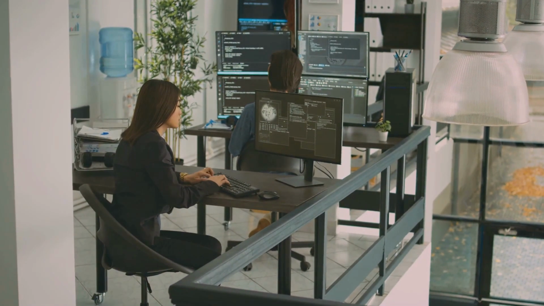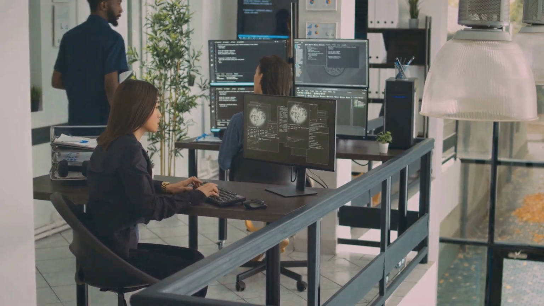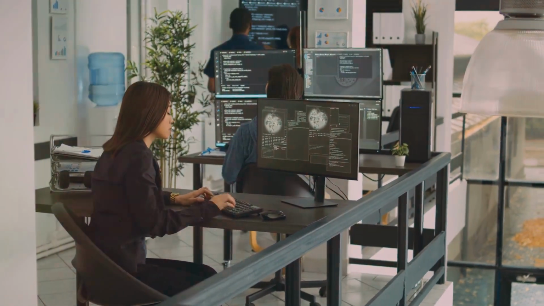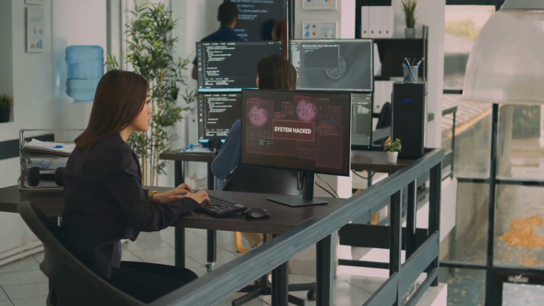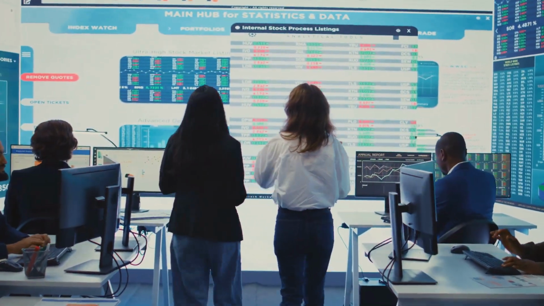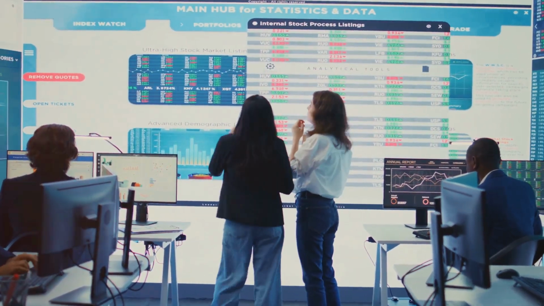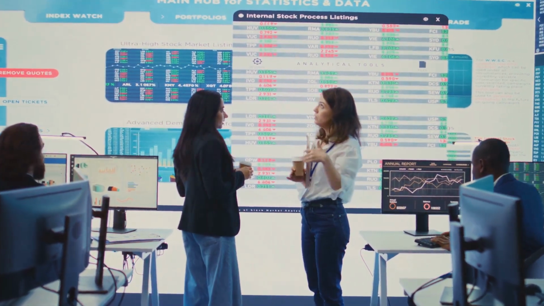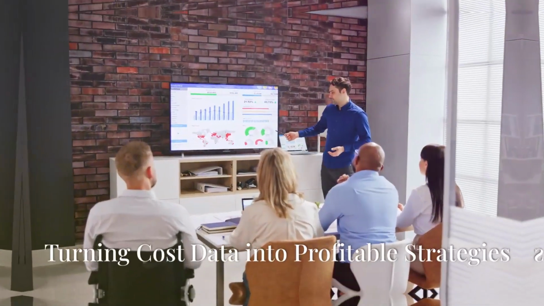Modern accounting software and enterprise resource planning systems can integrate seamlessly with your operations, capturing actual cost data directly at the source. This not only saves time and reduces the risk of errors, but also provides you with up-to-date information to make agile decisions in today's fast-paced business environment.